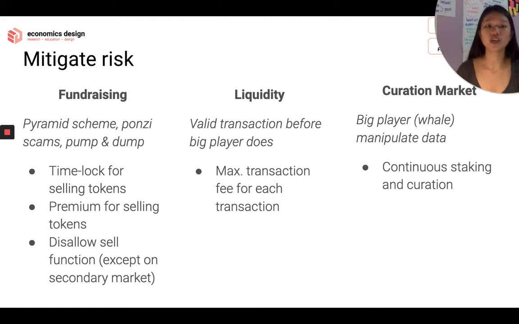So what you can do is look at continuous staking and curation. Instead of one-time curation of the ecosystem, the token bonding curve requires you to continuously keep staking, keep adding, keep curating, and keep buying tokens to make sure that you really trust in this specific token as prices go up. So these are just some examples of ways to mitigate risks.